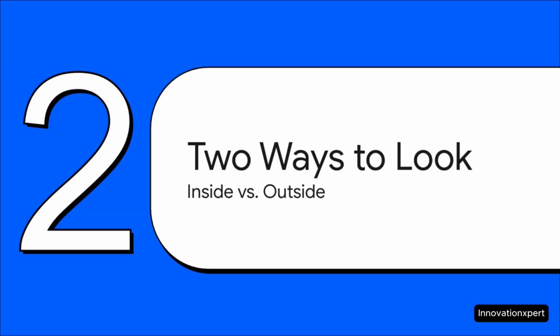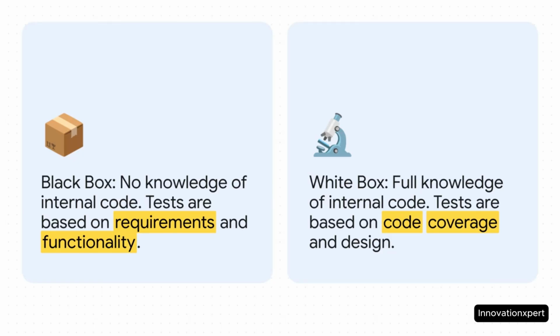So we know what we're looking for, but how do testers actually go about finding these hidden bugs? Well, there are two big picture philosophies, two totally different ways of looking at the software. On one side, you've got what's called black box testing. Imagine the tester knows absolutely nothing about what's going on inside the code. They just treat the software like a magical black box. They put stuff in and they check what comes out.